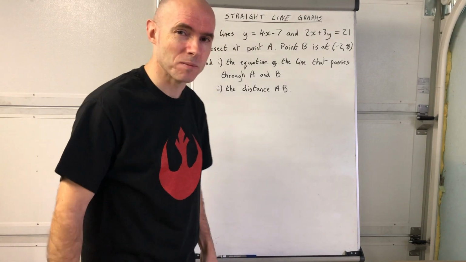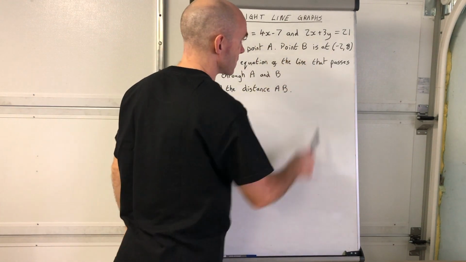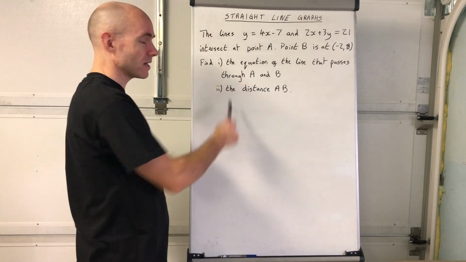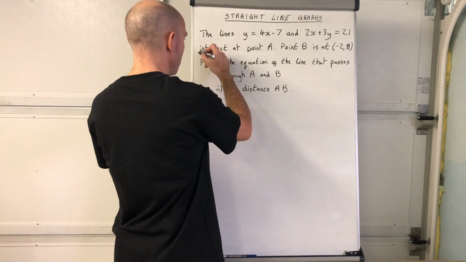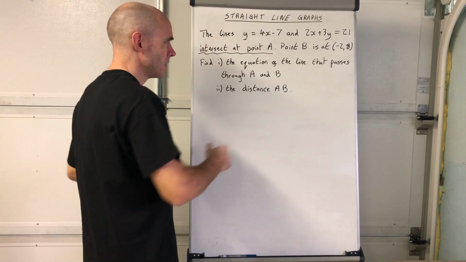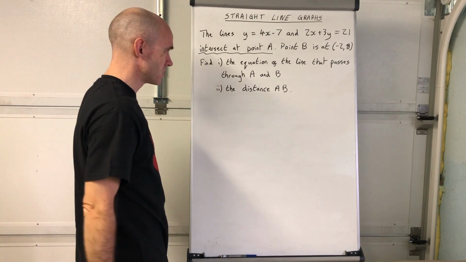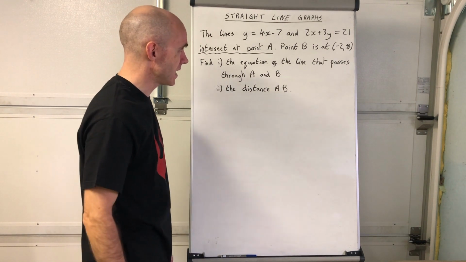Okay, let's look at the next example. The lines y equals 4x minus 7 and 2x plus 3y equals 21 intersect at point A. So the first thing we're going to have to do, of course, is work out that point of intersection. Point B is at -2, 8. Find the equation of the line that passes through A and B. Find the distance AB as well.